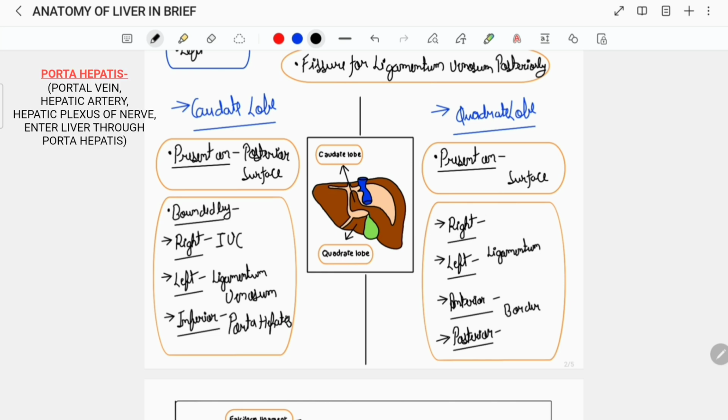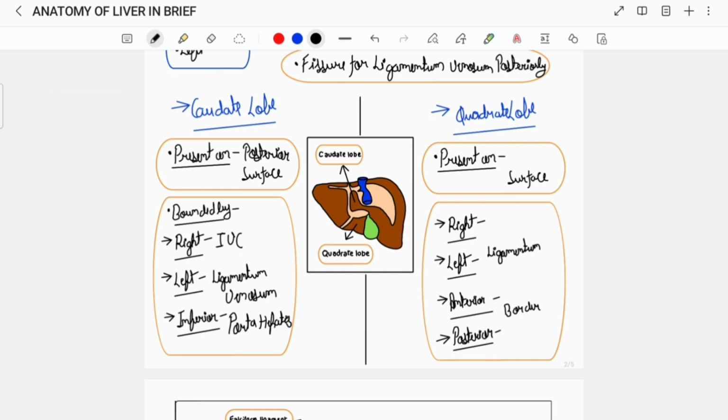The portal vein, the hepatic artery, and the hepatic plexus of nerves enter the liver through the porta hepatis, and the right and the left hepatic ducts and a few lymphatics leave through it.